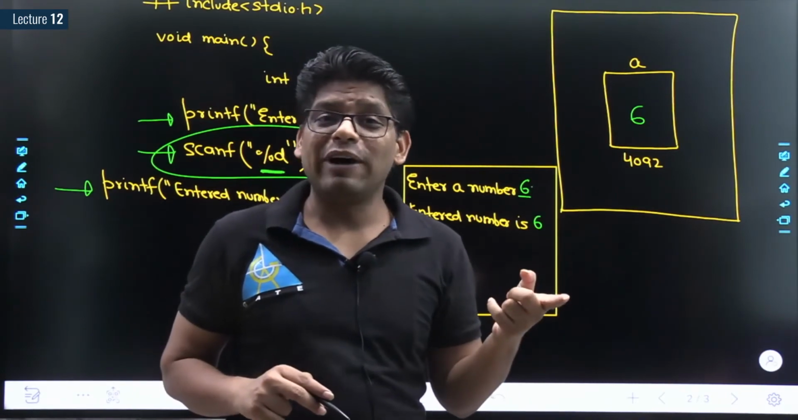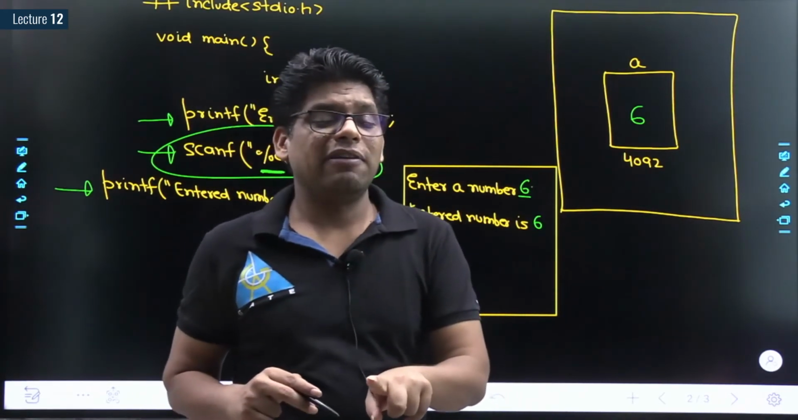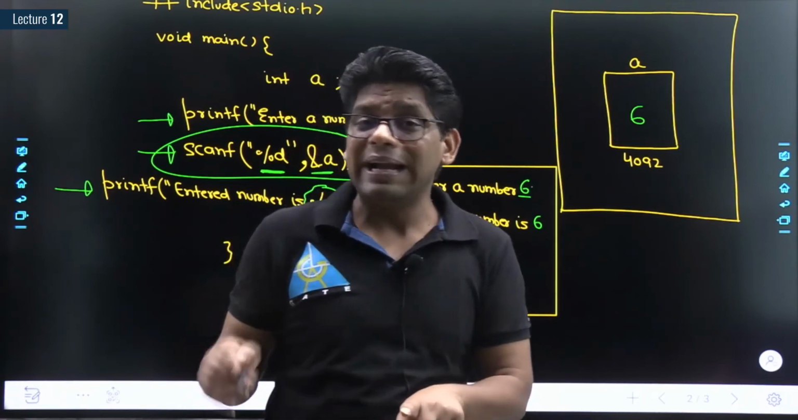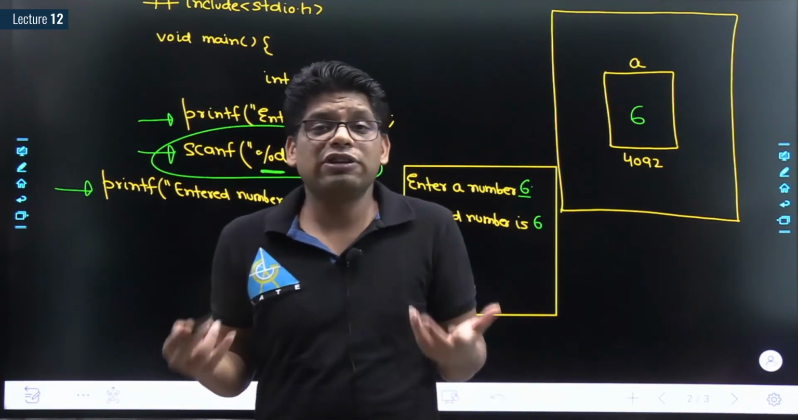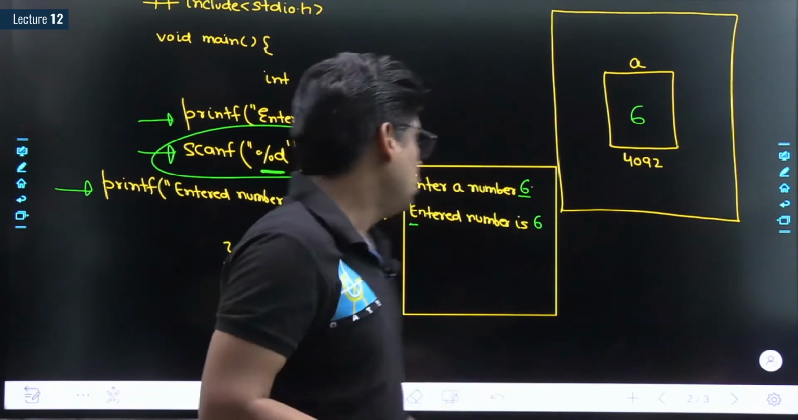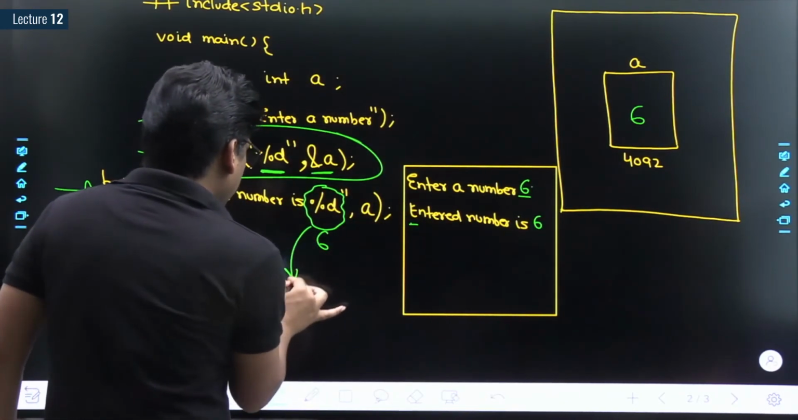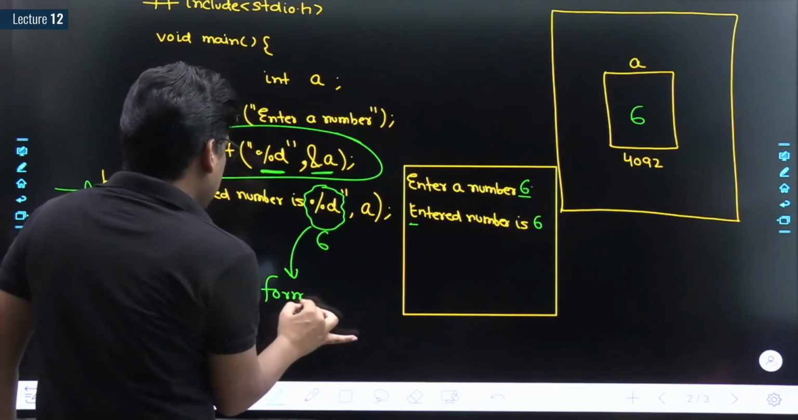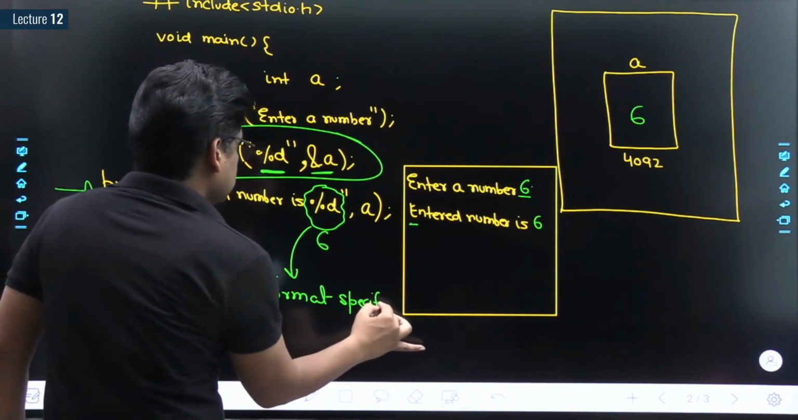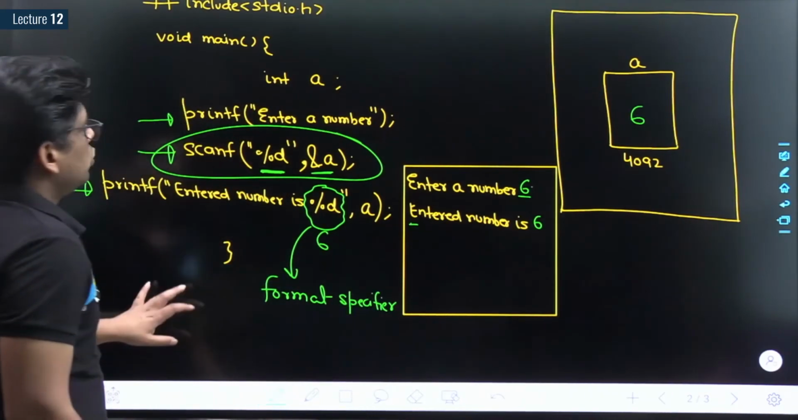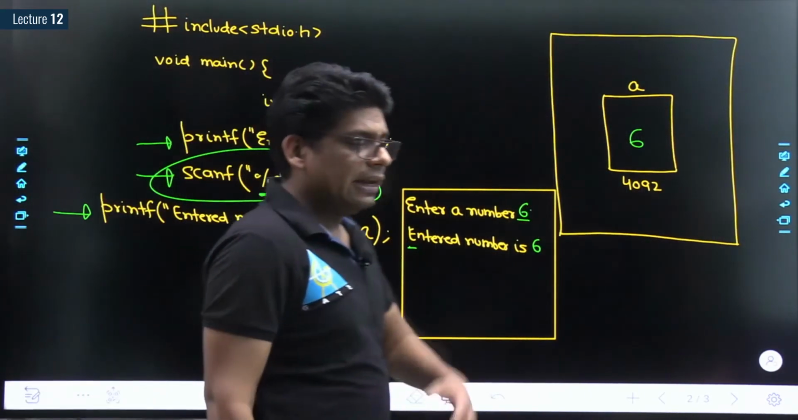Sir, we need to provide a format specifier. Why? Because by default, in which format does printf print? Textual data. That is the use of format specifier. So you need to understand how scanf works.